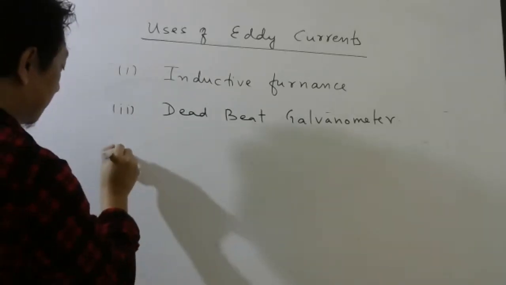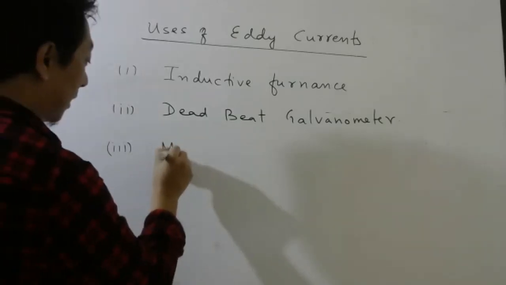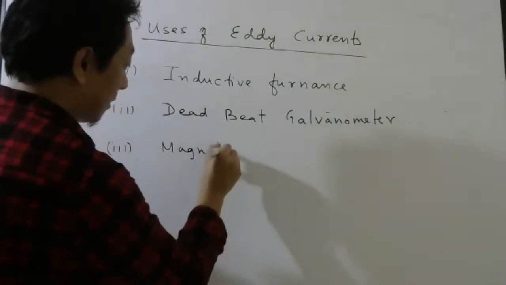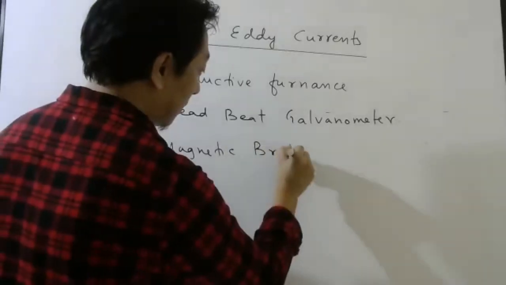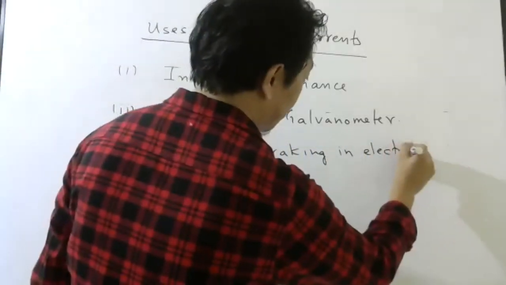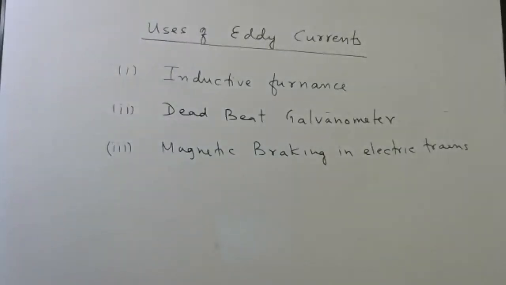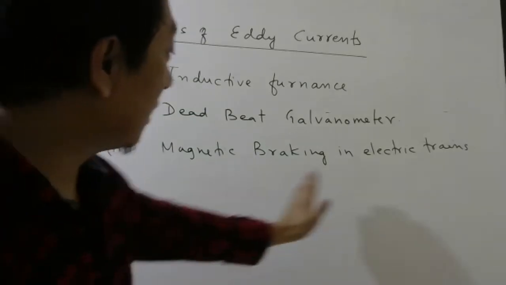Last one is called magnetic braking in electric trains. Magnetic braking in electric trains.